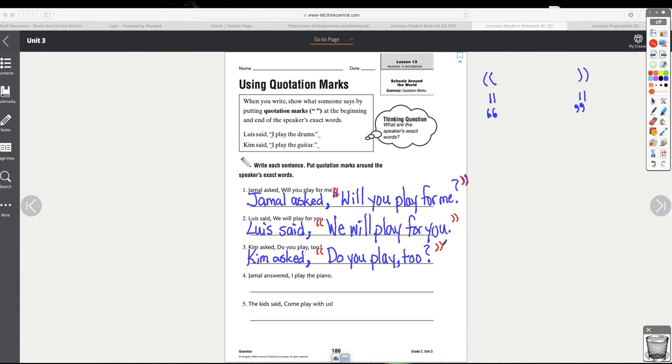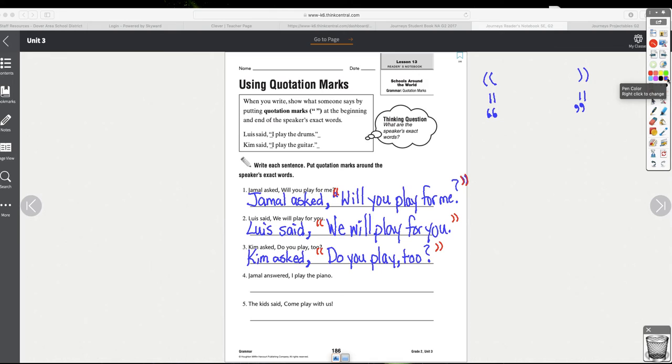Yes, Logan, what's your question? Make sure you put an O for the word do. You have D. Great, Vanessa, thank you. Okay. All right, let's look at number 4. Jamal answered, "I play the piano." What's the speaking part in that sentence? What does Jamal say in that sentence, Landon? I play the piano.